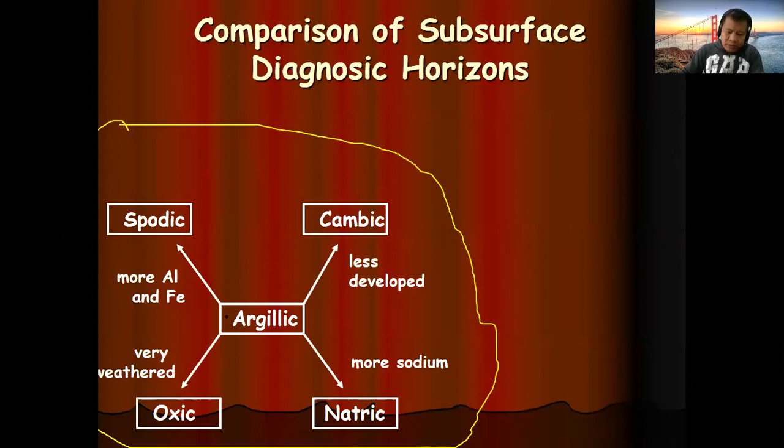So the first thing you have to memorize is the argillic. Compared to argillic, when it is less developed, then it must be cambic. Compared to argillic, if it has more aluminum and iron, it must be spodic. When it's very weathered, compared to argillic and spodic, it must be an oxic diagnostic subsurface horizon. Compared to argillic, if it has more than 15% sodium, it must be considered natric. That is how we help ourselves in memorizing some of the diagnostic subsurface horizons that can be observed in the B or the C horizon.